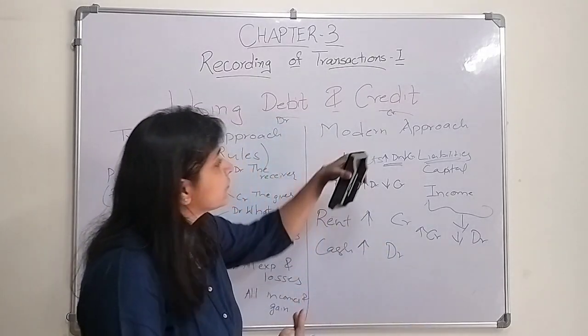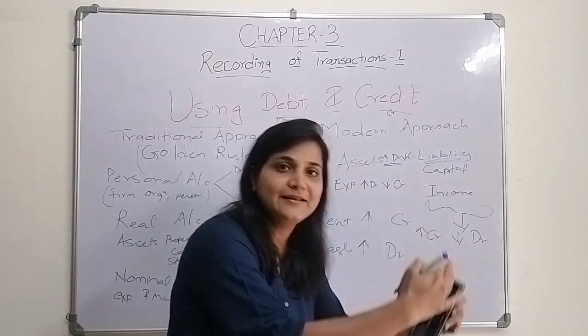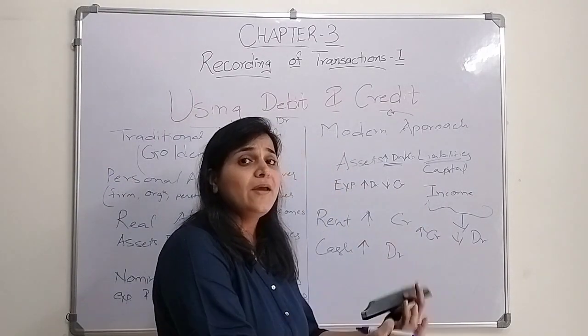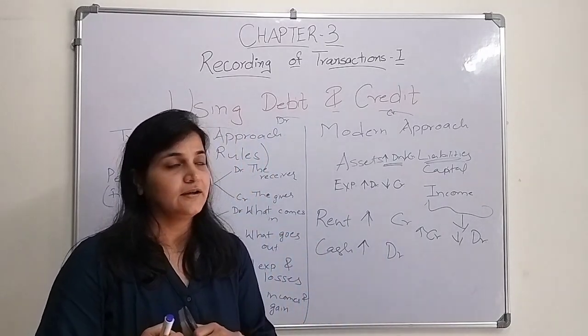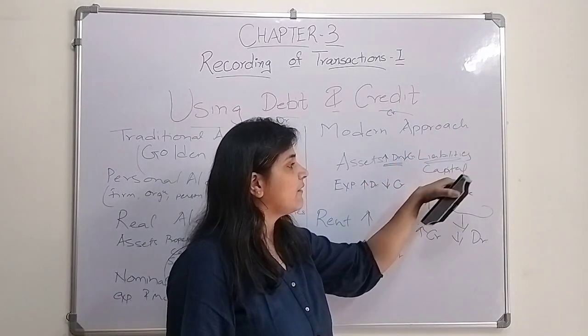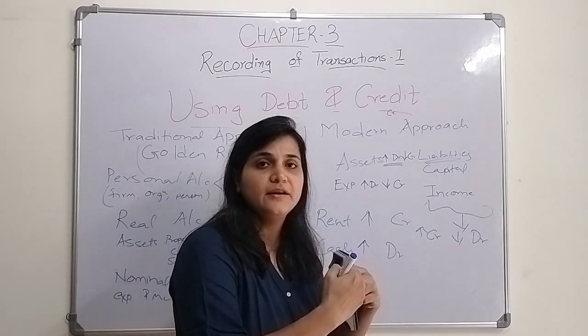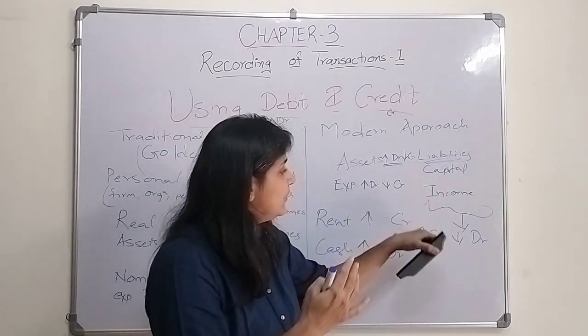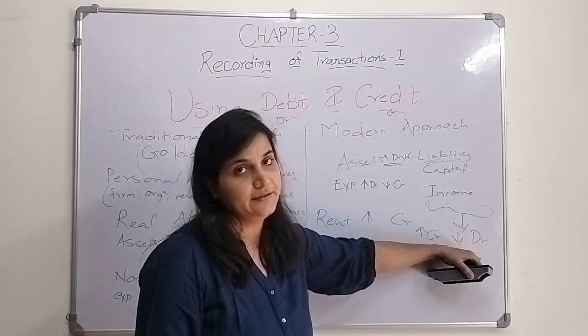Okay, so when the assets or expenses increase, we will debit that asset or expense. When the asset or expense decreases, we will credit the asset or expense. Similarly, for liabilities, capital and income, if my liability or capital or income increases, I will credit it. If it decreases, I will debit it.